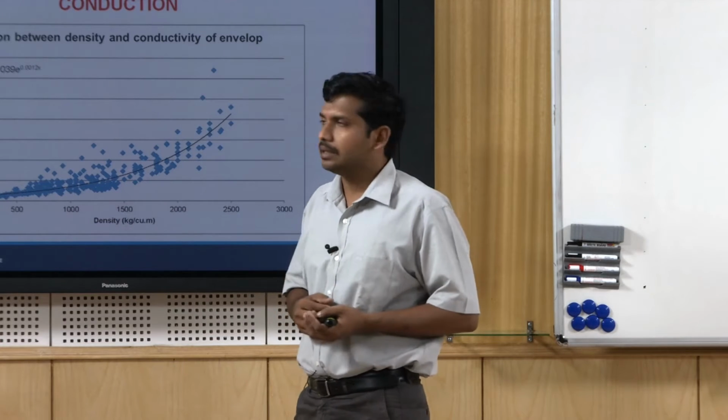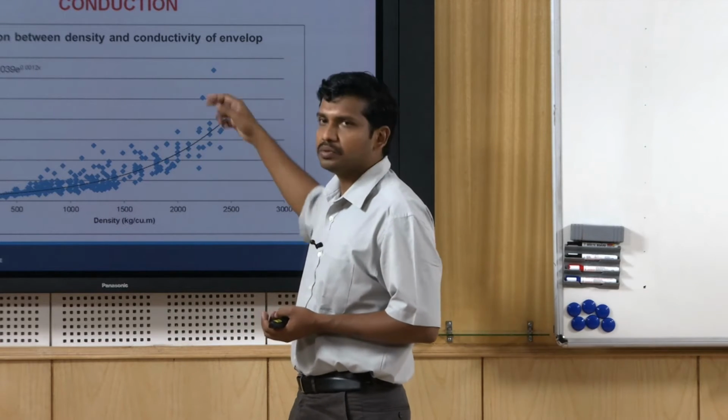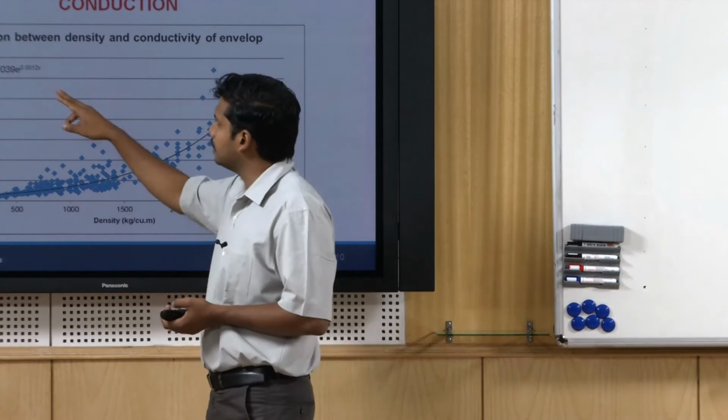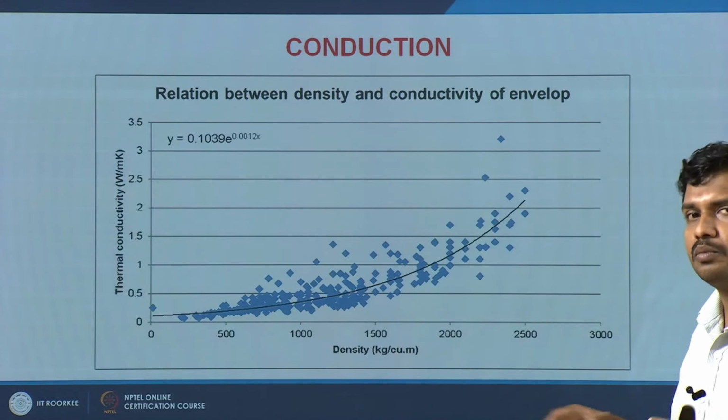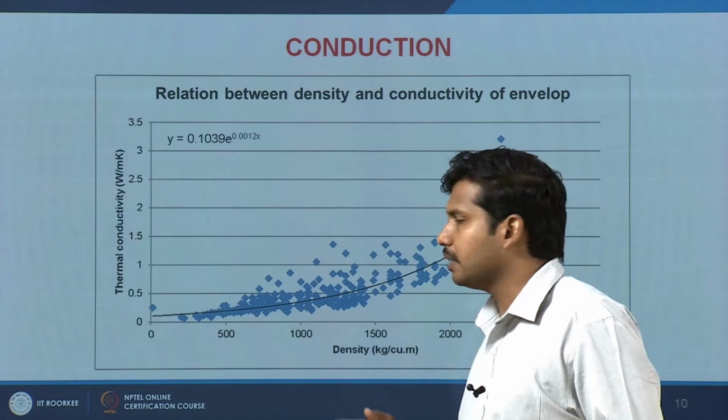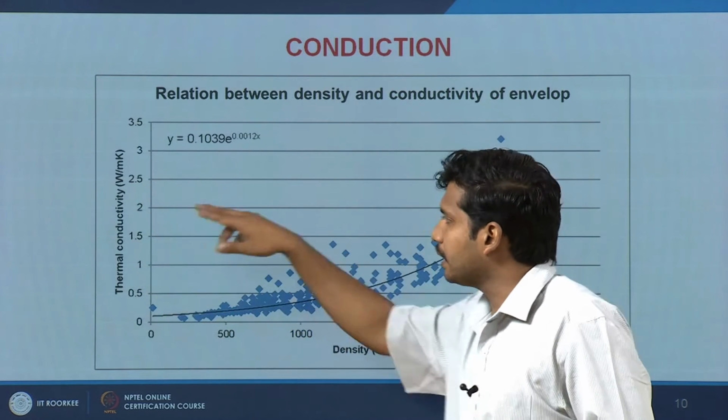That is, most of the materials, there can be differences. That is what actually you see. It is not a linear relation, it is an exponential relation, but typically as the density increases for most of the construction materials used in building envelope, the thermal conductivity is going to go up.